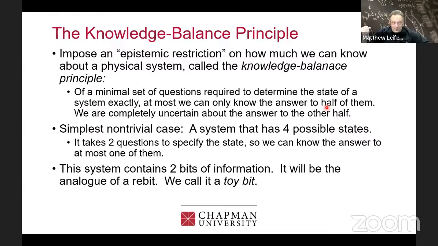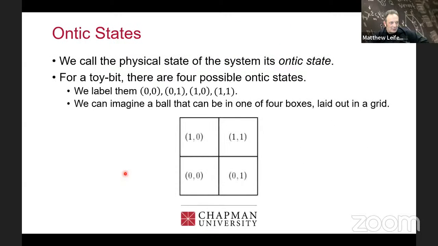Okay, so for example, and this is the simplest non-trivial case, if we look at a system that has 4 possible states, as we were just looking at, we know it takes 2 questions to specify the state. That's the number of bits required to specify the state. So we can know the answer. The epistemic restriction says you can know the answer to one of those questions and not the other one. Okay. So this system contains 2 bits of information, but I should have said, I meant to say, qubit here. It's going to be the analog of a qubit. So a system with 4 possible states that satisfies the epistemic restriction, the knowledge balance principle, we're going to call a toy bit. Okay, so let's get a bit more concrete.